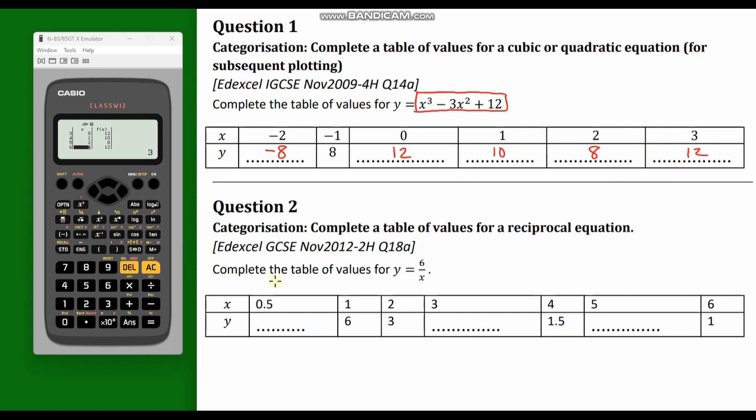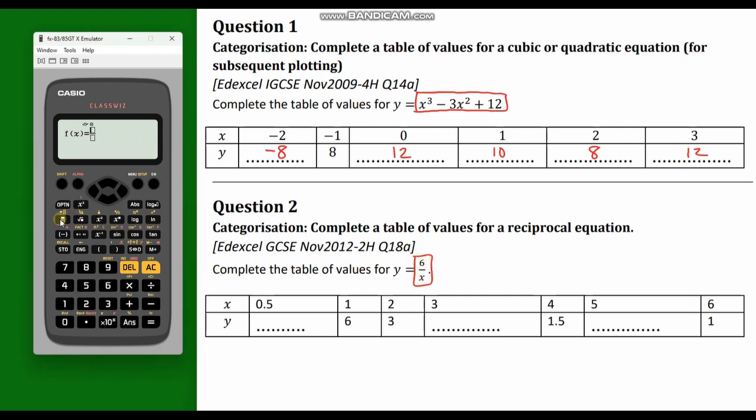Okay, if we do one more, so complete the table of values for y equals 6 over x. So we're already in table mode, so we don't need to change the mode. So if we just press AC, that will take us back to our expression. And if we just press AC once more, that will delete that expression. So now we can type in a new one. So we're just going to type in this expression into our calculator, 6 over x.